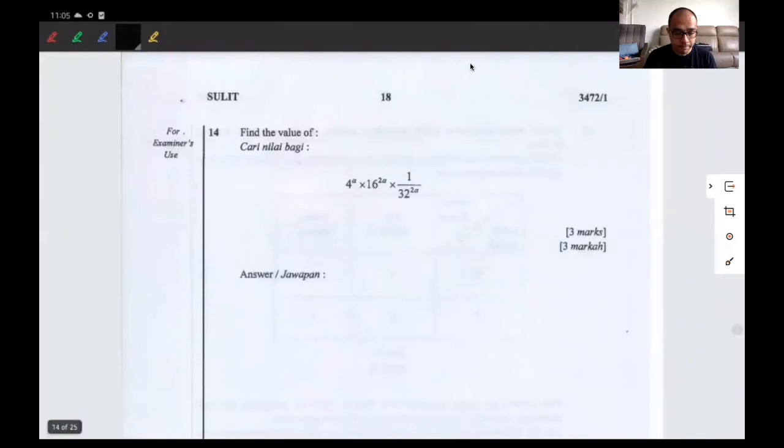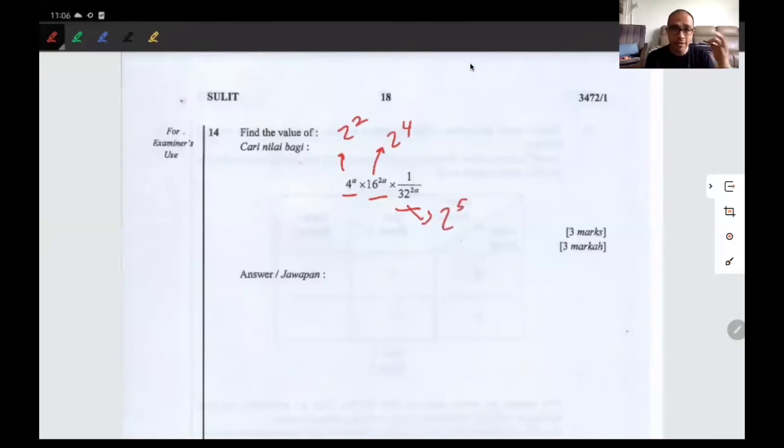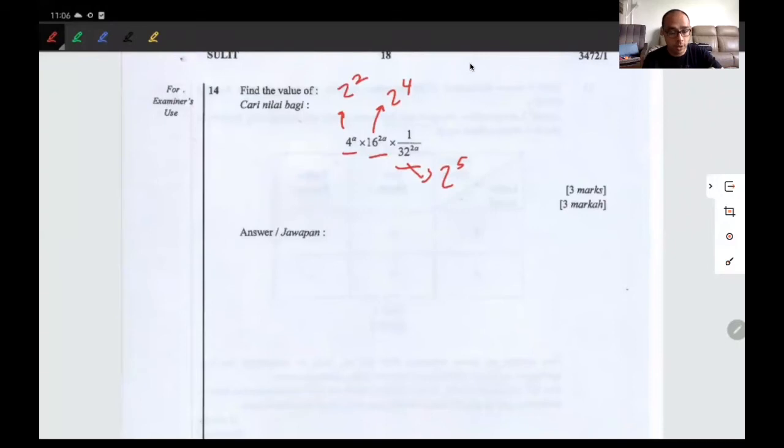All right, question number 14. Find the value of, then you have this whole index situation, these indices, obviously. But take a look, notice the numbers 4, 16, and 32. Okay, these are what we call the magic numbers. So 4 is 2 to the power of 2, 16 is 2 to the power of 4, 32 is 2 to the power of 5. Very important numbers.